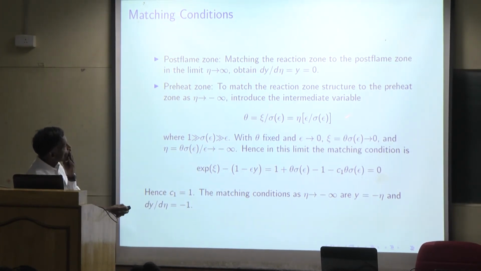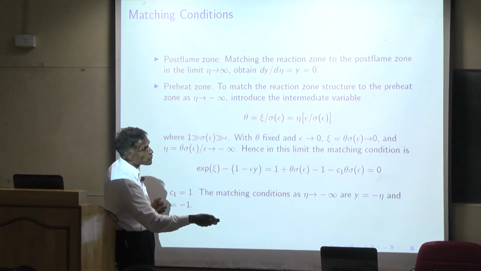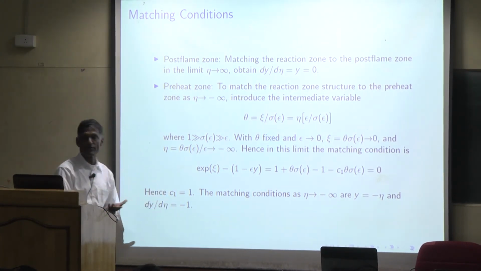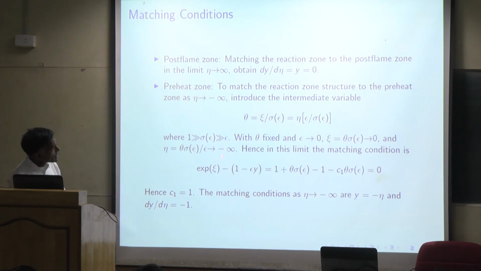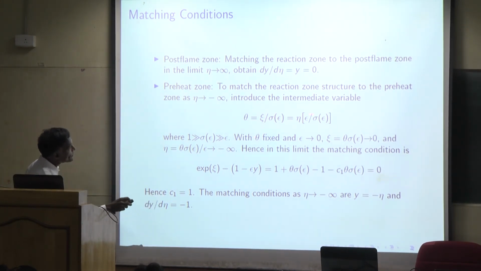Now to match the second, to match it on this side, you have to use what is known as an intermediate variable. This is doing it mathematically and formally. In practice, often you can just look at it and write the matching conditions. But very often you make mistakes if you do that. So it's best to do this using something called an intermediate variable.